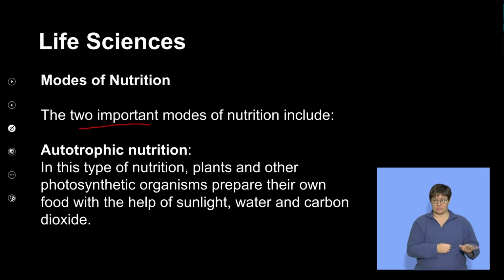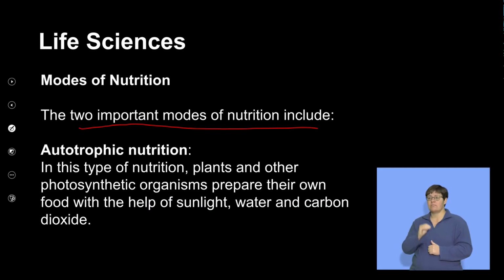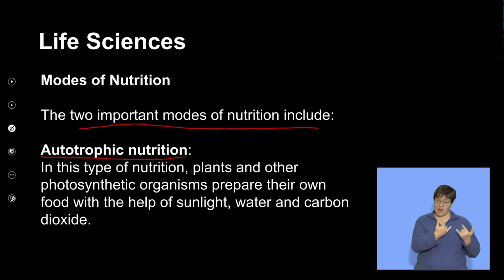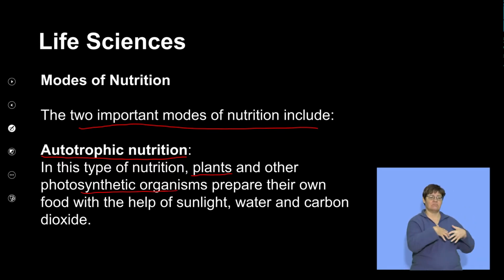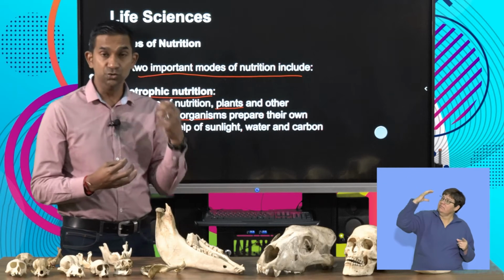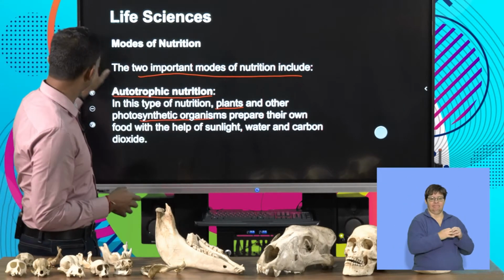There are two important modes of nutrition with regards to how organisms access their food. One is autotrophic nutrition, which we've just looked at. In this type, plants and other photosynthetic organisms prepare their own food, and that is how they get the energy from the sun using photosynthesis.